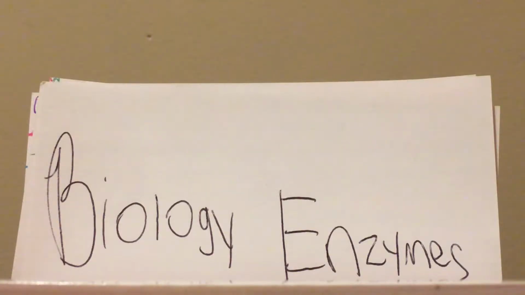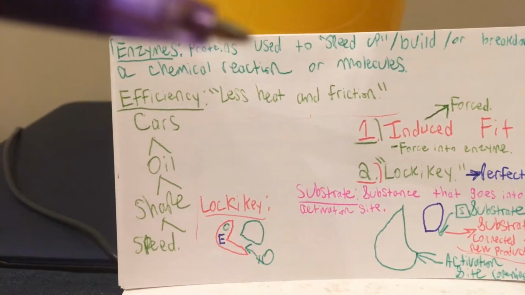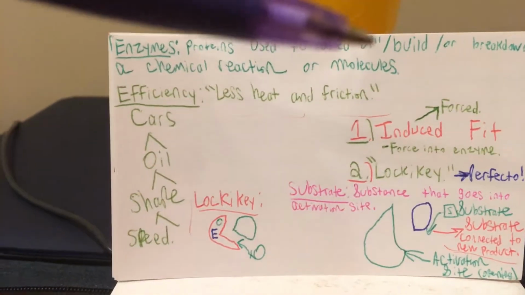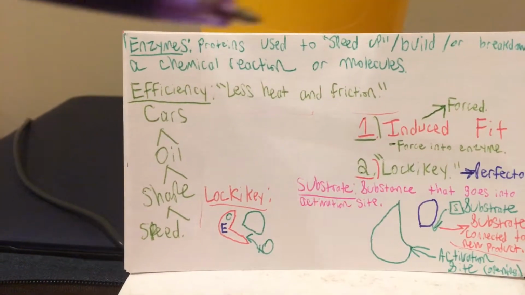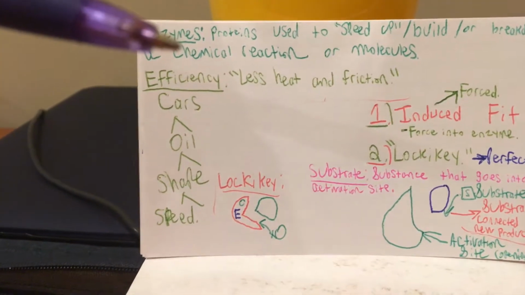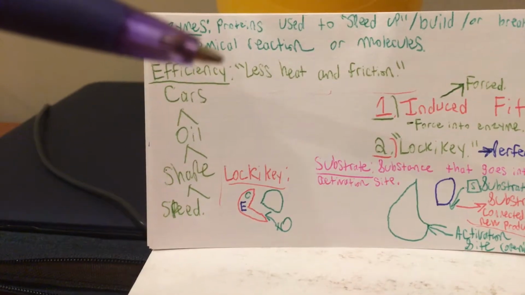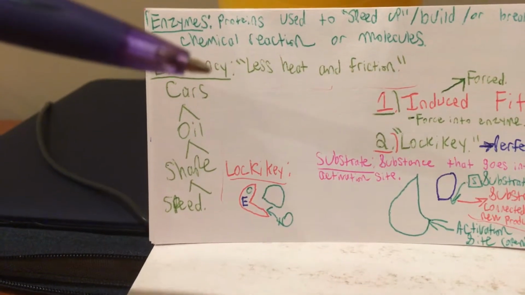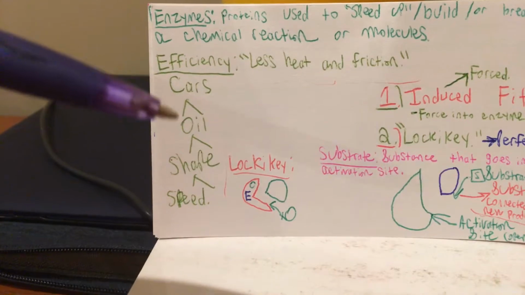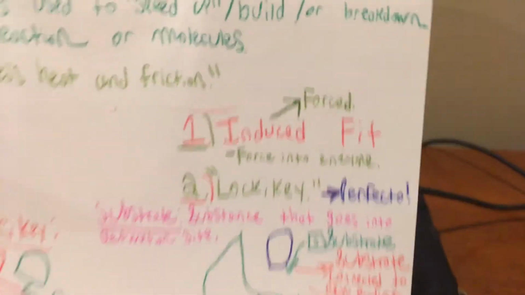This is biology: enzymes. Enzymes are made up of proteins that are used to speed up, build, or break down a chemical reaction or molecules. Efficiency means you use less heat and friction. Basically, you're saving it. Cars, oil, shape, speed. This is common sense to anybody that likes cars.